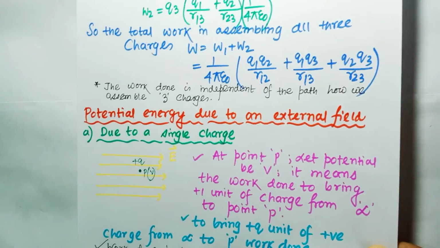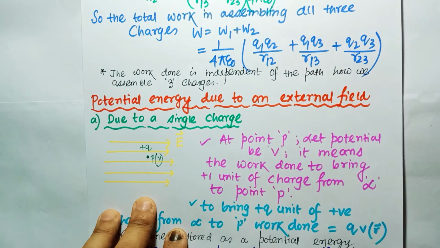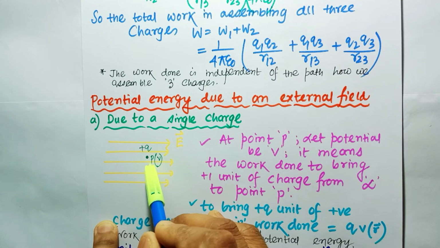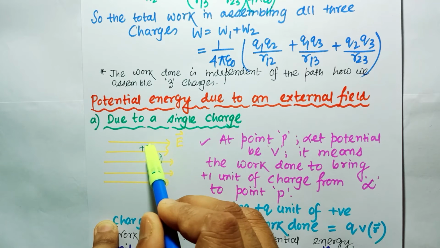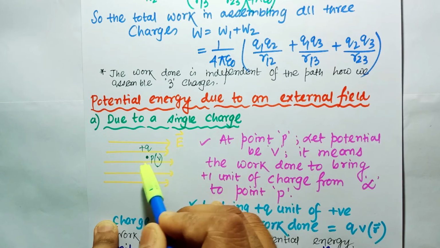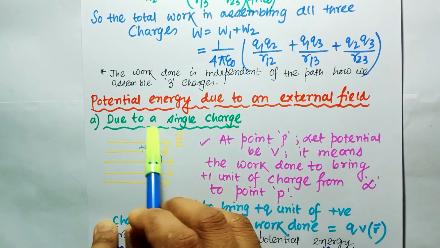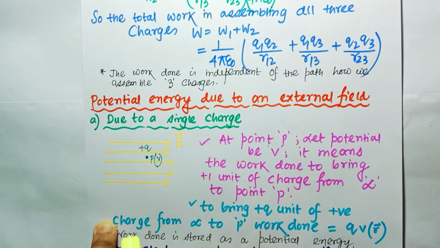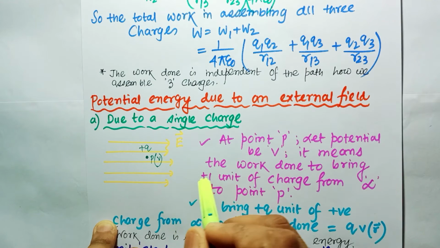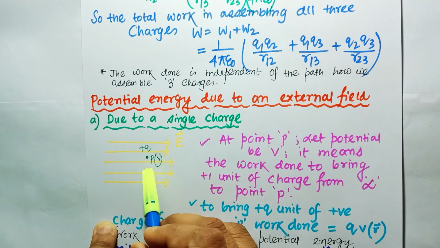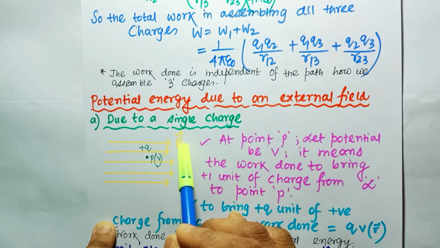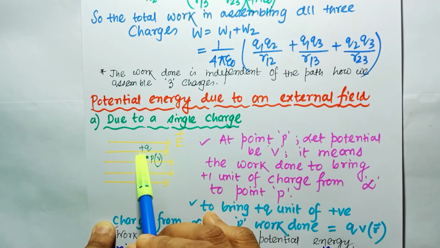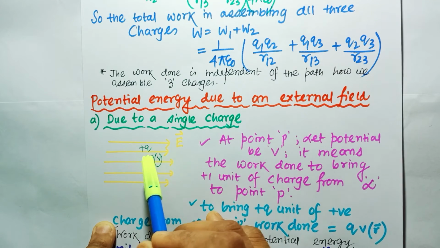So for a point charge, what can we see? This is the direction of the external electric field. Suppose at the point P there is a potential of V, and I need to calculate the potential energy at the point P. Suppose there is an external field E, not produced by the charge whose potential energy we are going to calculate. The external electric field E is drawn here. It is not produced by the charge plus Q, because I want to calculate the potential energy of the plus Q charge in the presence of the external field.